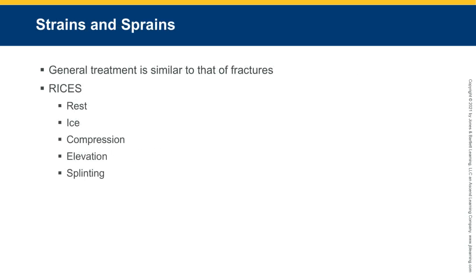The general treatment for strains and sprains is similar to that for fractures. The RICE protocol, rest, ice, compression, elevation, and splinting, is the standard approach. While strains and sprains may not require rigid immobilization, compression wraps and supportive splints can aid in reducing pain and swelling during transport.